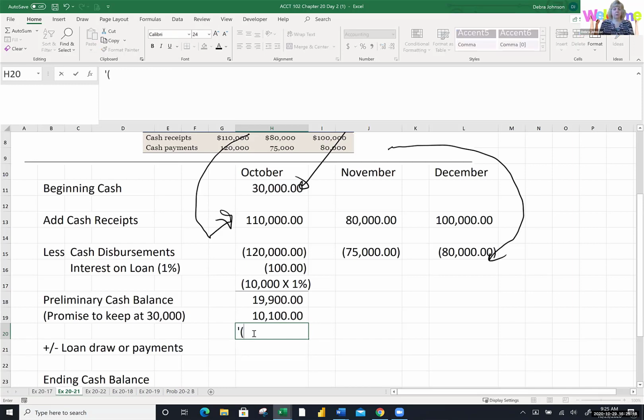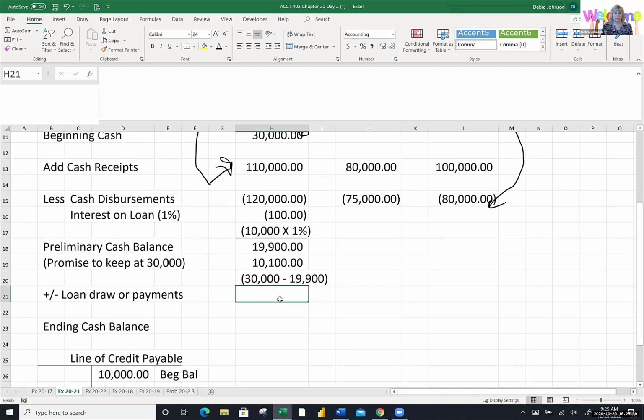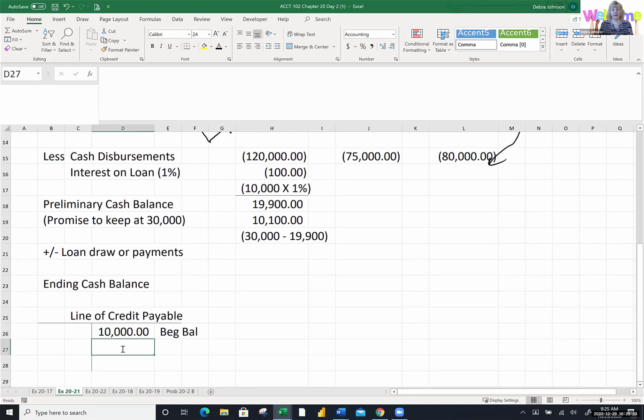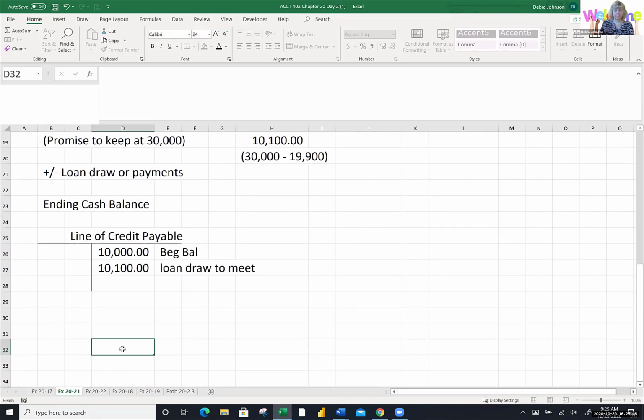Let me write my formula so when you get home you can see it. 30,000 was my promise, and I have 19,900 now. So I'm going to pull 10,100, and while I'm at it, let's go add that to our loan balance. Loan draw to meet, what month are we in? October. Debt covenant.